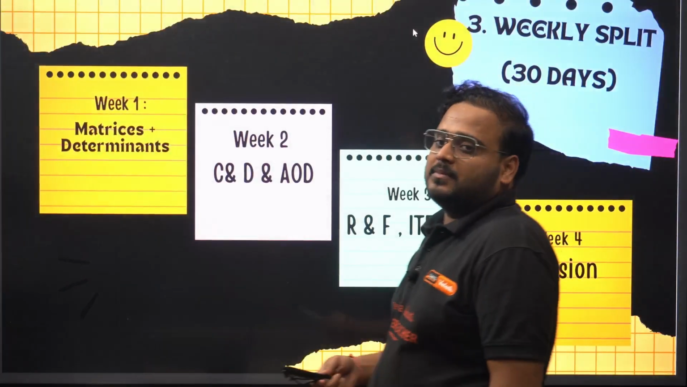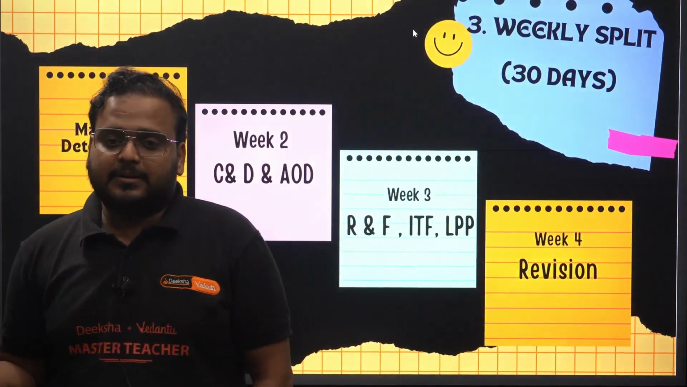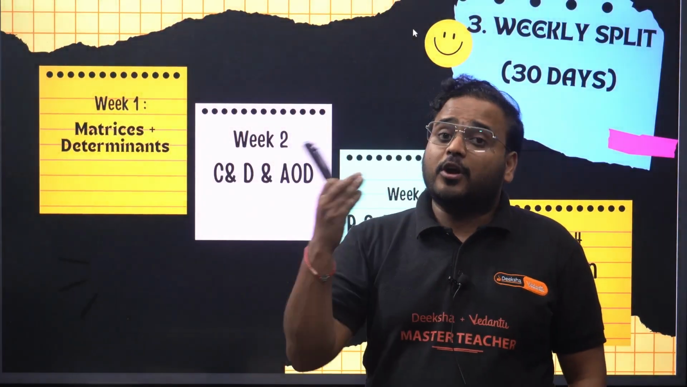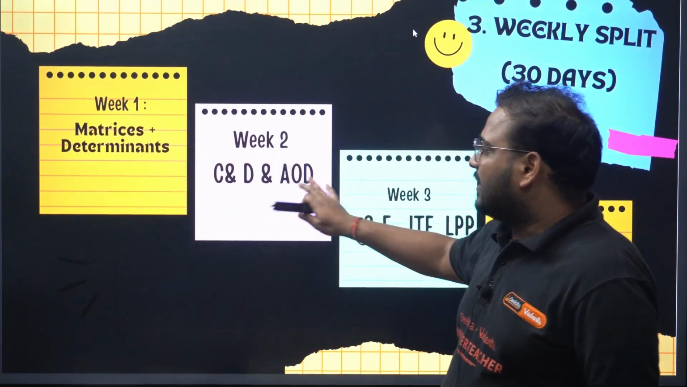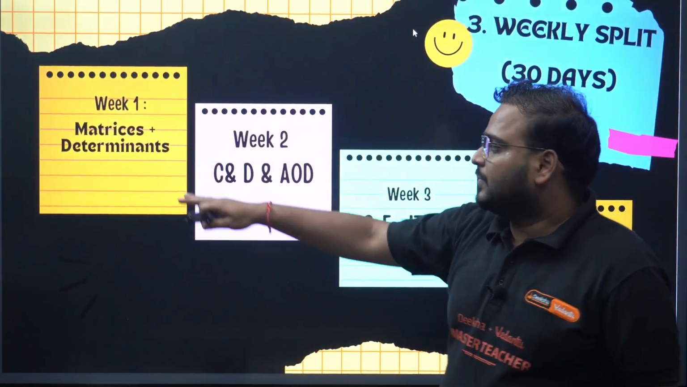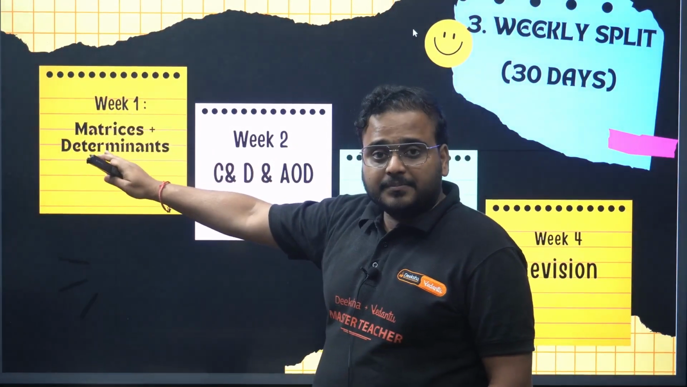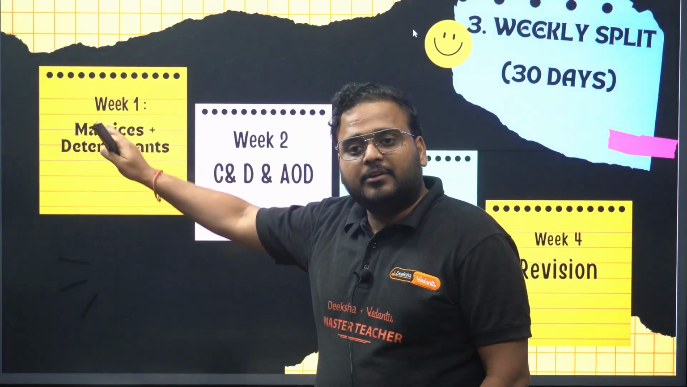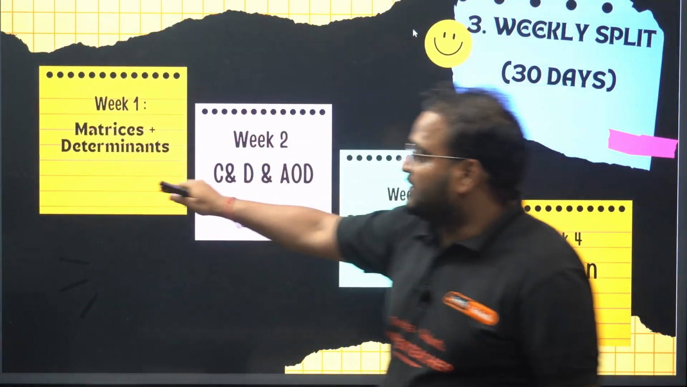Now number 3, step number 3 is the weekly split. So what I have done, you can choose a different way based upon your comfort level, but this is what I have kept as per the high weightage criteria. Matrices and determinants will be week 1, high weightage chapters, and they are related to each other. That's why I've kept them together for week 1, alongside revision.